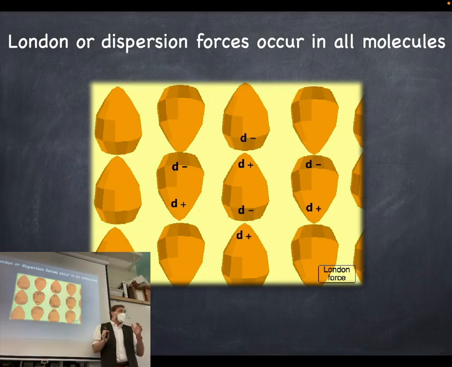The reason that they exist in every substance has to do with the fact that they are caused by random movement of the electrons, and every substance has electrons that are moving around.